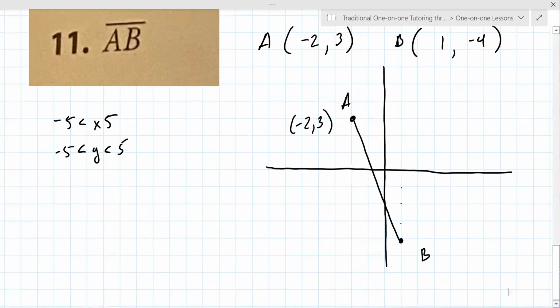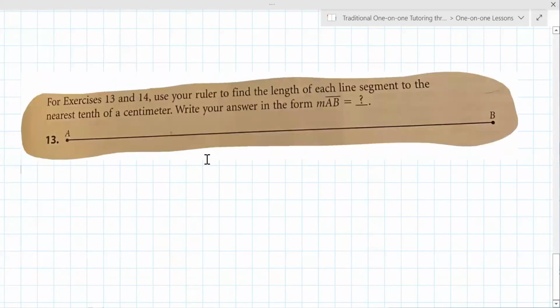Okay, let's move on to 13. Do you have a ruler? Oh, yeah. Okay. So you have a ruler, is that correct? You're going to want to get your ruler out, and I really can't help you with this because I'm looking at a picture of a page. You're going to have to measure the line segment from A to B. So do you have that ruler handy?